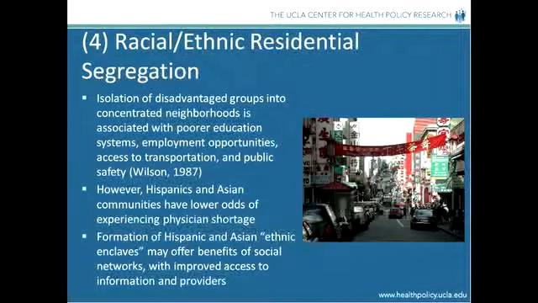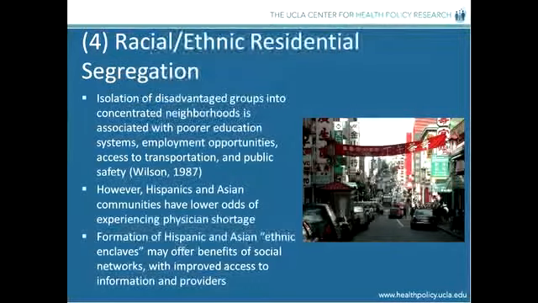So then turn to the fourth measure, which gets a bit at the dynamics of this distribution: racial, ethnic, residential segregation. In this measure, the isolation of disadvantaged groups into concentrated neighborhoods is associated with poor education systems, employment opportunities, access to transportation, and public safety. However, Hispanic and Asian communities have lower odds of experiencing physician shortage, and formation of Hispanic and Asian ethnic enclaves may offer benefits of social networks with improved access to information and providers. So again, the evidence is mixed here.